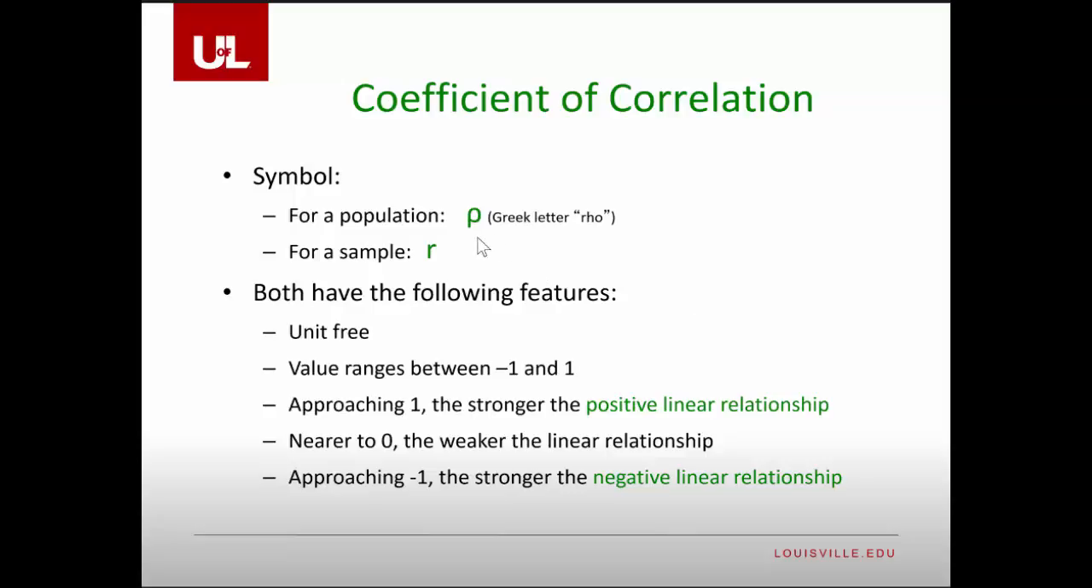For the population correlation value, we use the symbol rho. And for the sample, we use the letter r. It has the following features. It's unit-free, and it ranges from -1 to +1. Anything that's positive is going to be a positive correlation, and anything that's negative is going to be a negative correlation.